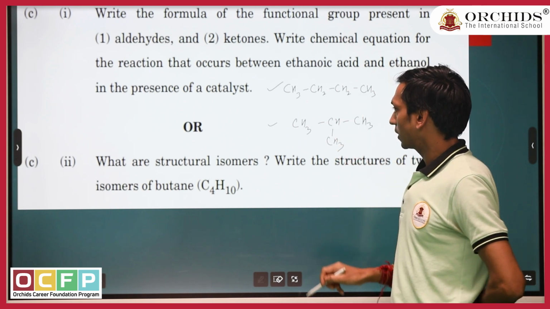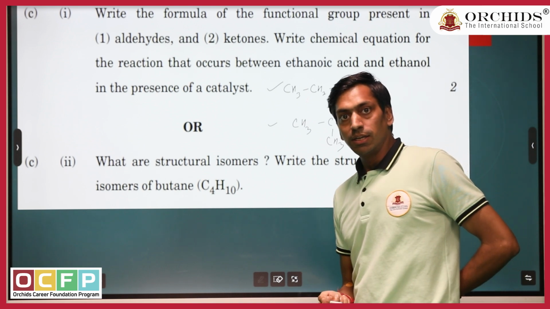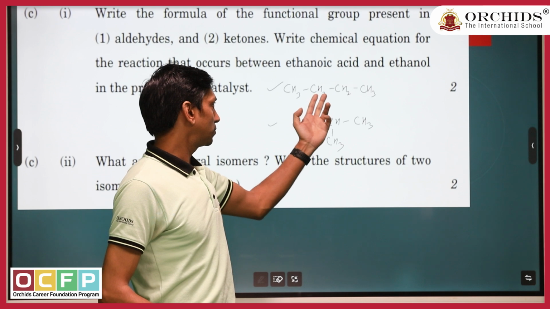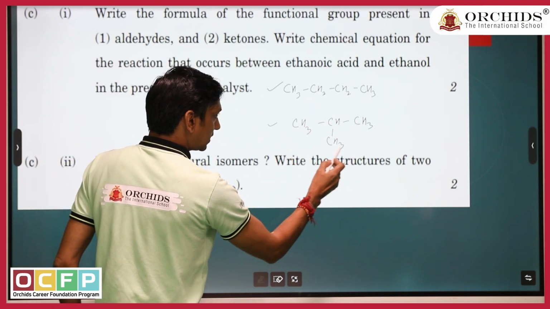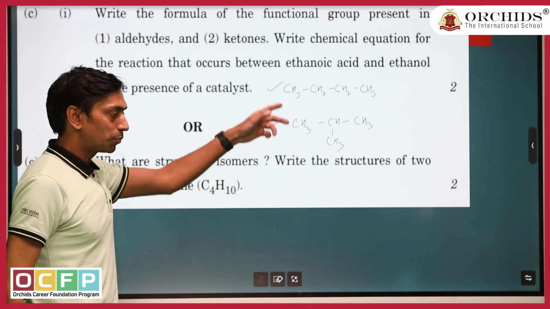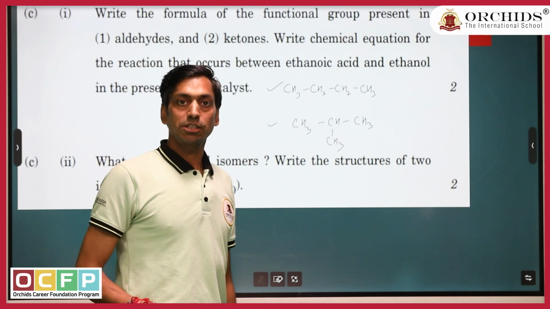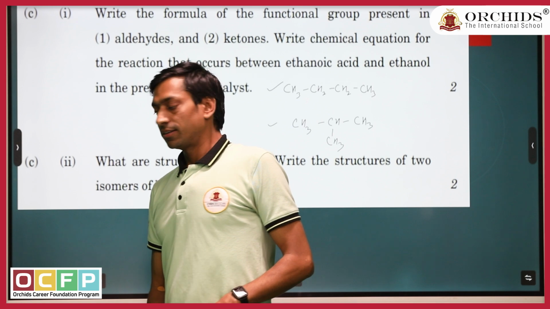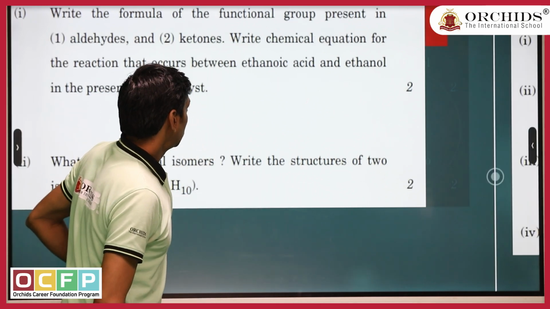If you see both the structures, they are different, but if you see the chemical formula, it is what? C4, 3 plus 2, 5, 5 plus 2, 10, C4H10. Here also C4 and 3 into 3, 9 plus 1, 10. So in both the cases, the chemical formula is the same, but the structural orientation is different. That's why they are called structural isomers. So these two are the structural isomers of butane. This is how we can tackle this question.